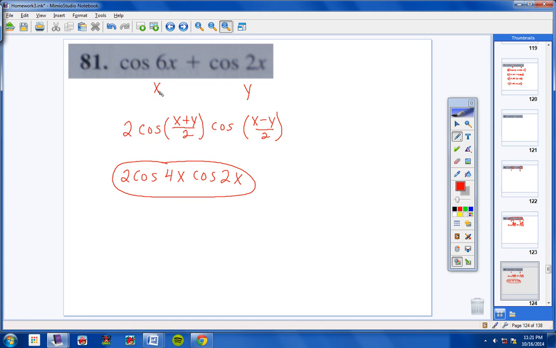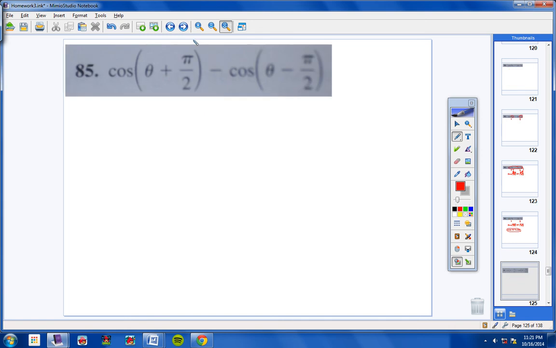We took two trig functions that were written as a sum and we wrote them as a product. Okay? So doing pretty well. All right, moving on to number 85.